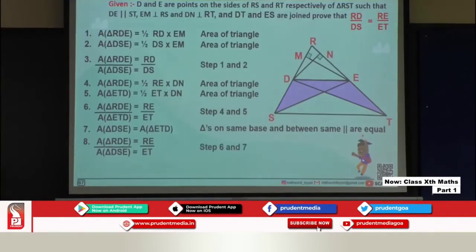So based on this, I have come to this conclusion for step number 8. Now look at step number 3 and step number 8. The left hand sides are equal, isn't it? So if the left hand sides are equal, the right hand sides will also be equal, and therefore I get to a point where I can say RD upon DS is equal to RE upon ET, and this is from step number 3 and step number 8. That is what we were asked to prove, and we are done with it.